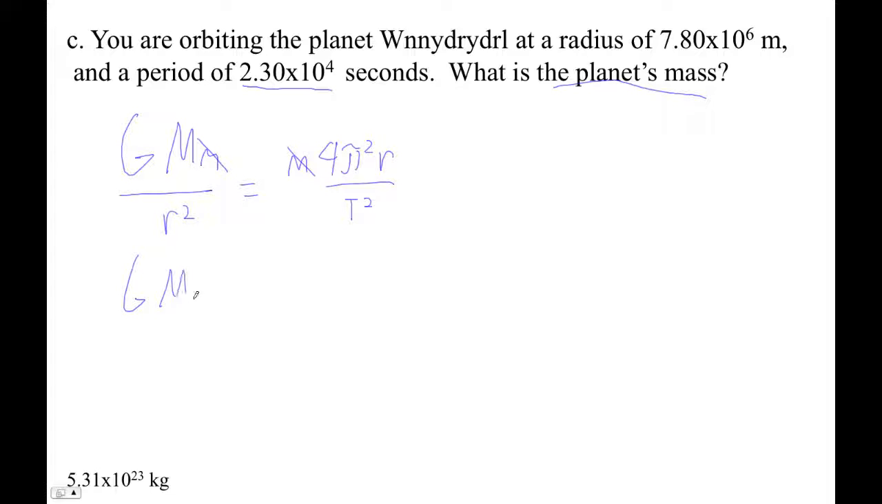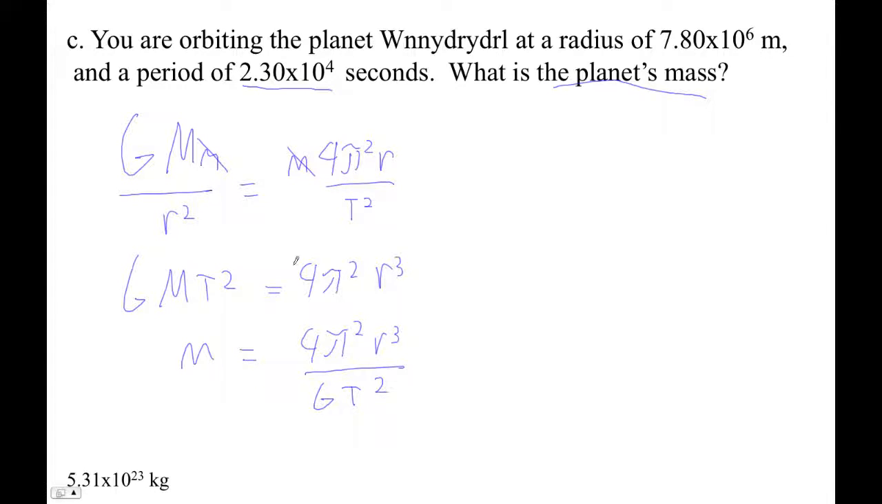So G M t squared equals 4 pi squared r to the third. There we go. And then we're solving for the mass, so the mass is going to be 4 pi squared r to the third over G t squared.